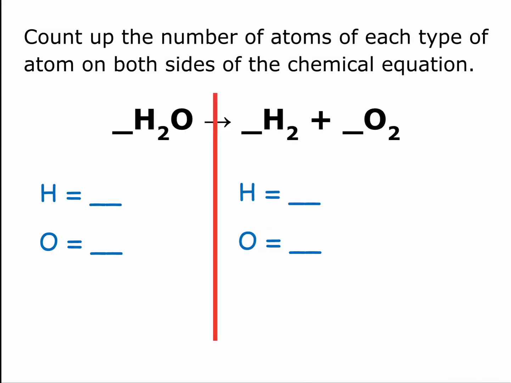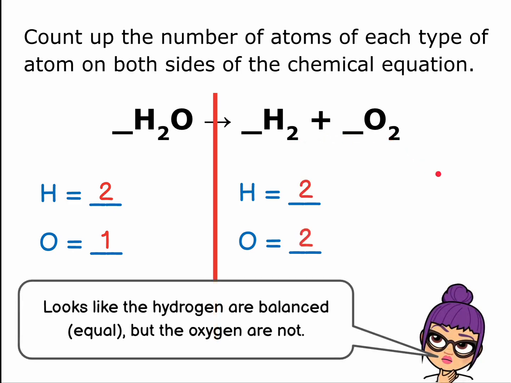The next thing we're going to do is count up the number of atoms of each type on both sides of the chemical equation. So in the reactants, we have 2 hydrogen and 1 oxygen. In the products, we have 2 hydrogen and 2 oxygen. So it looks like our hydrogen are balanced, but our oxygen are not.